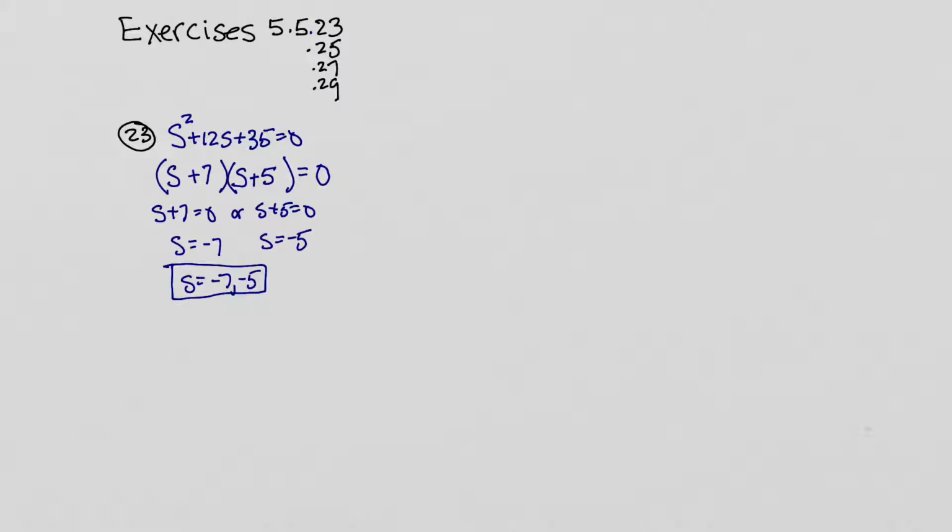Now, we could actually see that from this right up here, right? From what we've been doing in our previous problems, we change the sign of the constant and divide by the coefficient, which in this case is just 1.